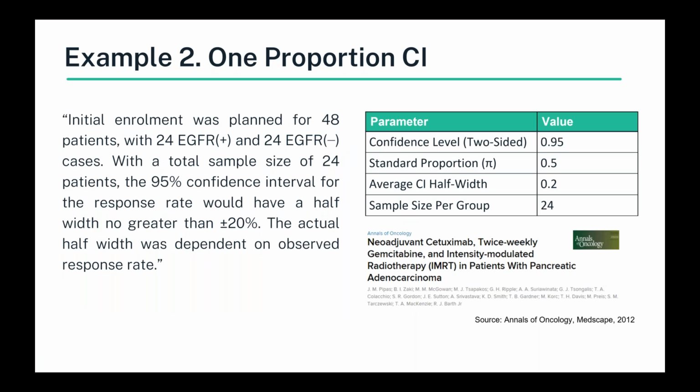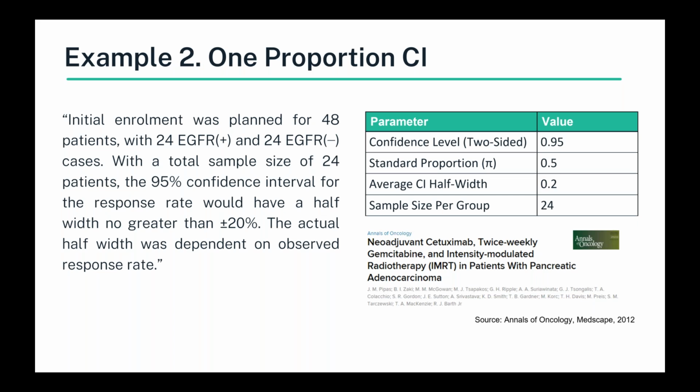So this was a trial for a combination of therapies for a pancreatic disease. They constructed a confidence interval for the proportion responding positively to the treatment. Again, it was two-sided 95% with a half-width of 0.2. The standard or expected proportion was 0.5 and the required sample size was 24.